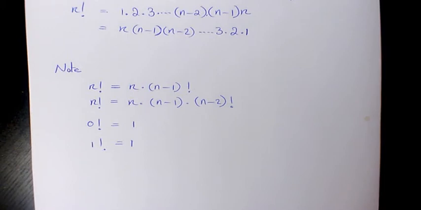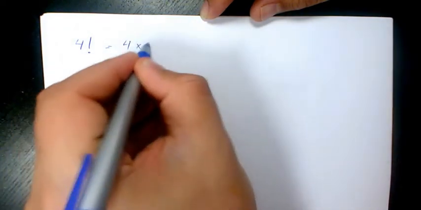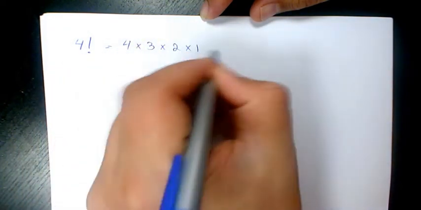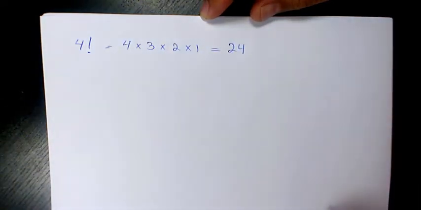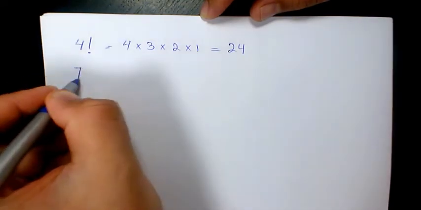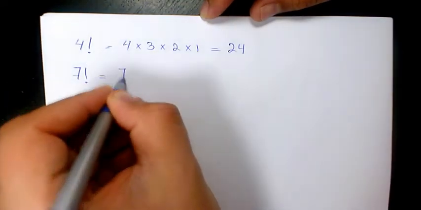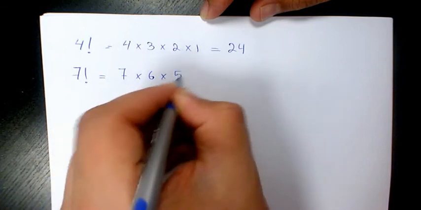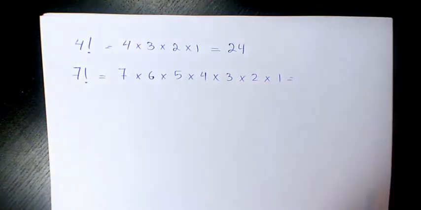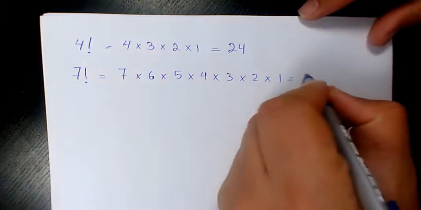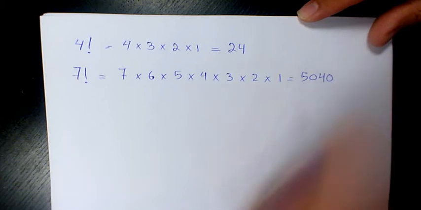Let's see some examples. What is 4 factorial? You're going to say 4 factorial equals 4 times 3 times 2 times 1, which is going to be equal to 24. Now what is 7 factorial? 7 factorial is going to be 7 times 6 times 5 times 4 times 3 times 2 times 1. That's going to be 5040.